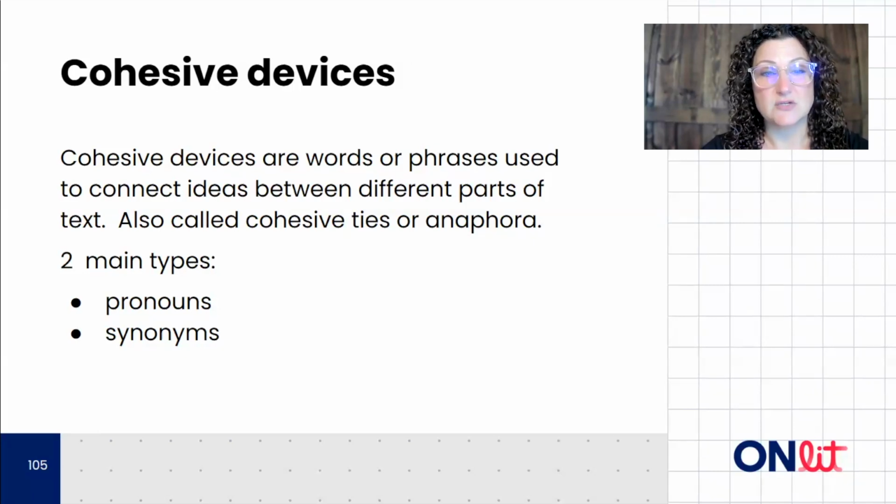As we engage in text with students, we can make these ties visible by literally drawing in the connections between words and their cohesive ties. In the next few slides, we will explore two main types of ties, pronouns and synonyms.